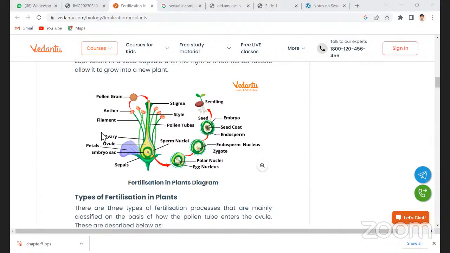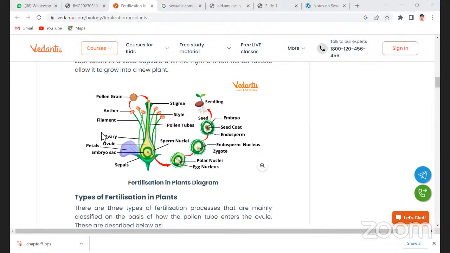What are the three ways? Porogamy, chalazogamy, mesogamy. Very simple. What is the definition of porogamy? The pollen tube enters the ovule through the micropyle. This mode of entrance is called porogamy.